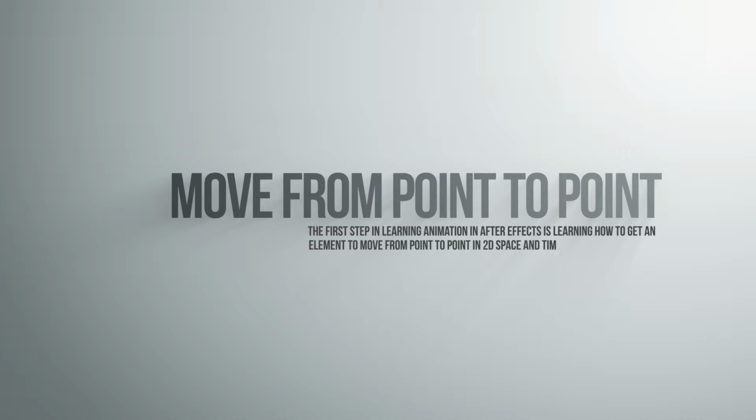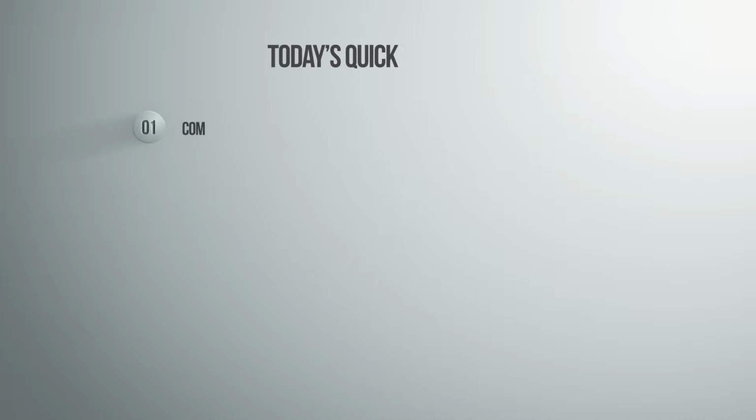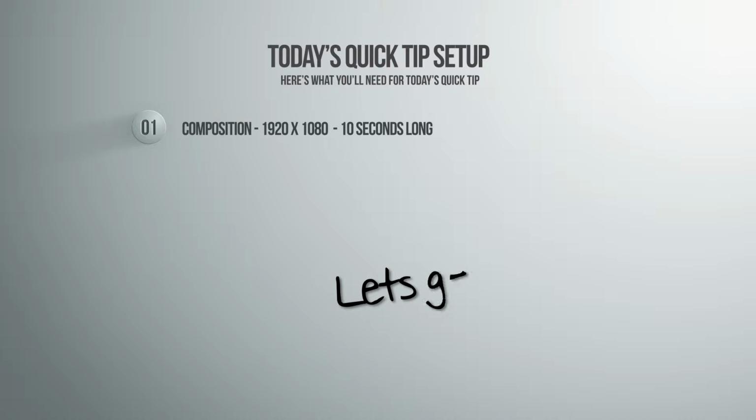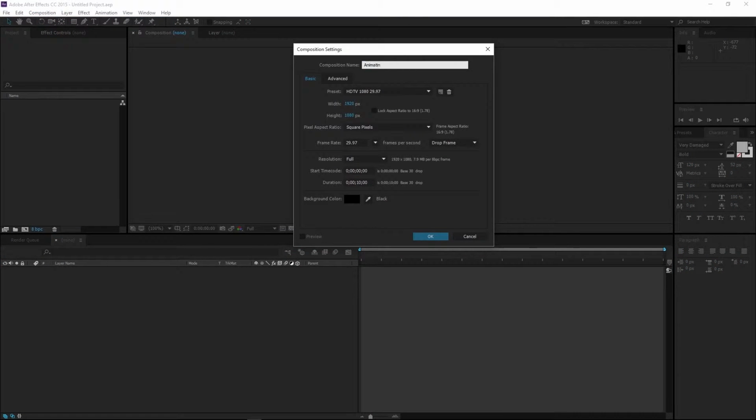Today's animation tip is movement in 2D space and time. What you need for this tip is an empty composition, and that's it. Okay, let's get started. First, create a new composition by selecting Composition, then New Composition from the menu.